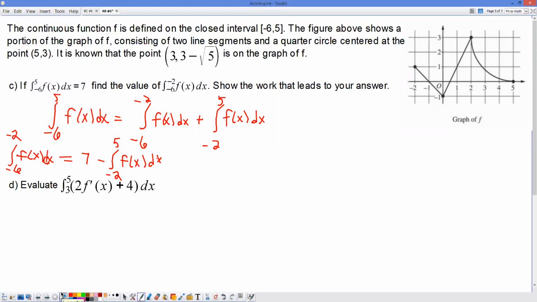Okay. So from there, what we have to do is find the integral from -2 to 5. In order to figure that out, we need to use our graph. So we've got 7 minus, and then we'll do each piece of this separately. The piece from -2 to -1 is a triangular piece, 1/2 base times height. So that's 1 times 1 divided by 2. That's a half, and it's above the x-axis, so it's positive.